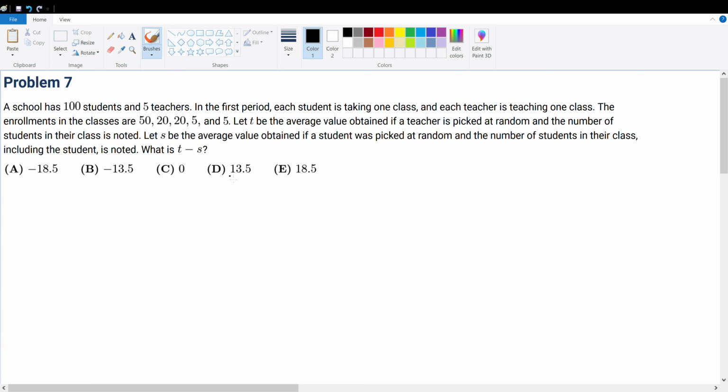Problem 7. A school has 100 students and 5 teachers. In the first period, each student is taking one class and each teacher is teaching one class. So it's a one-to-one correspondence. The enrollments in the class are 50, 20, 20, 5, and 5.